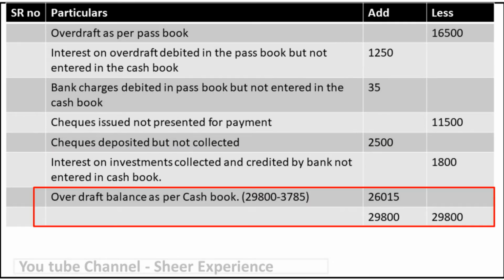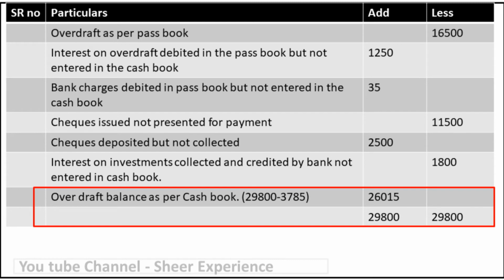Now we have to total the amounts in add column and less column. As per the rule, we have to mention the highest balance in both the columns. Here the highest balance is in less column. That is because of overdraft balance. That is 29,800. So this amount will be mentioned in both the columns. To arrive at the cash book overdraft balance, we will now deduct the lesser amount from higher amount.